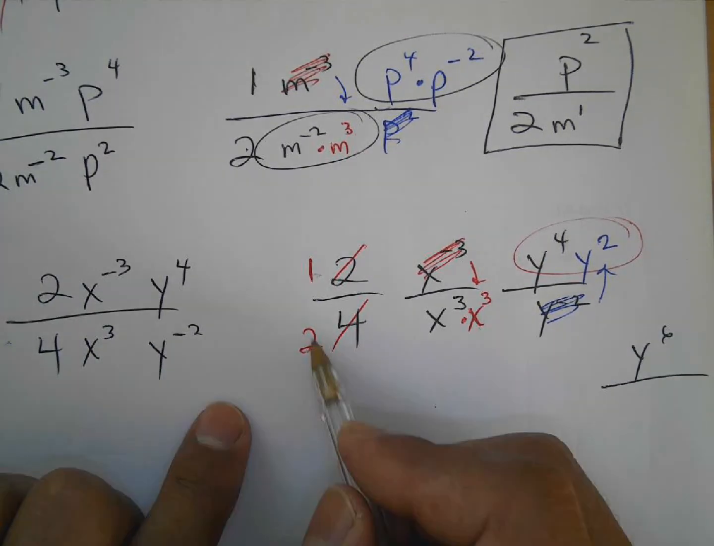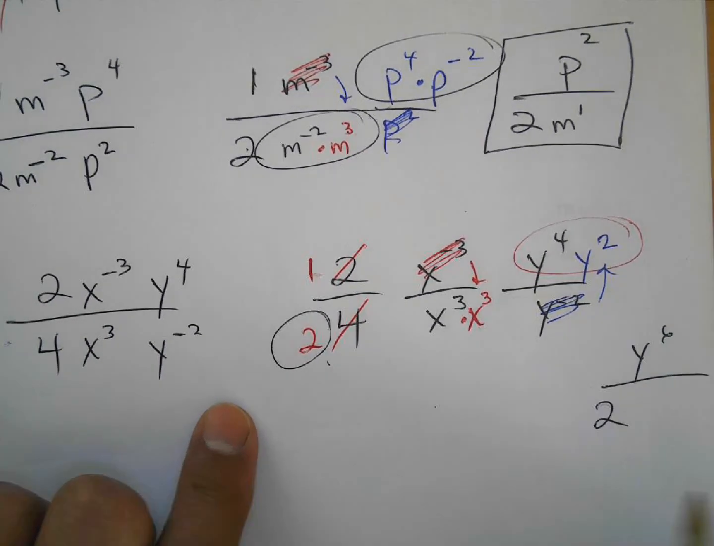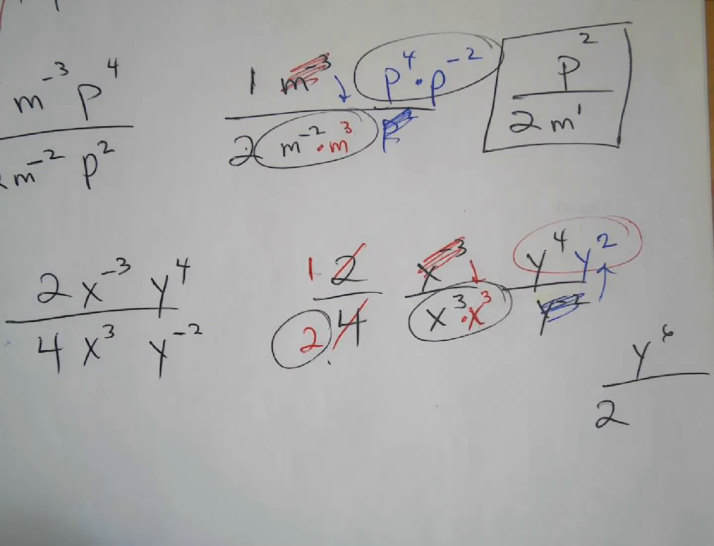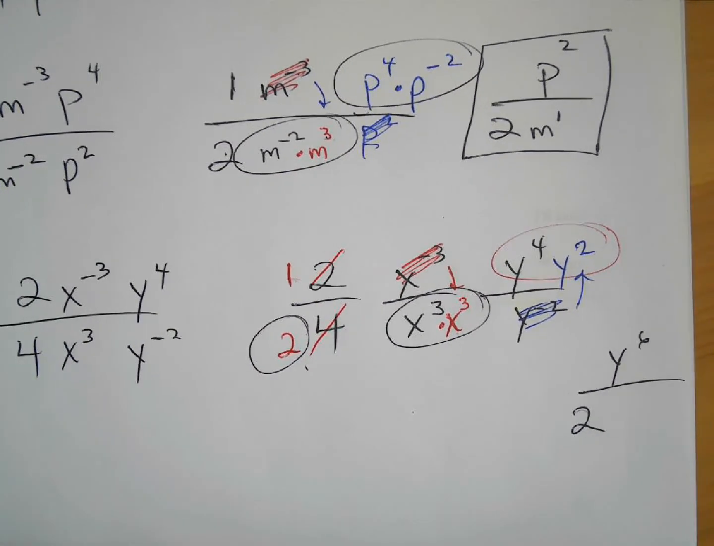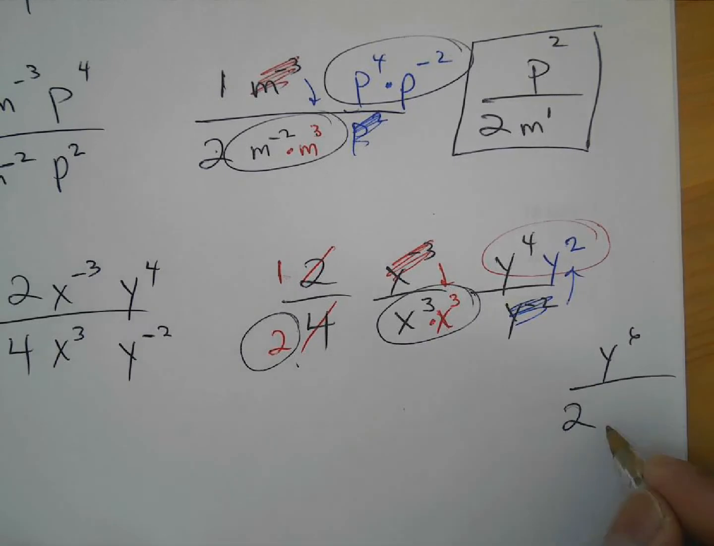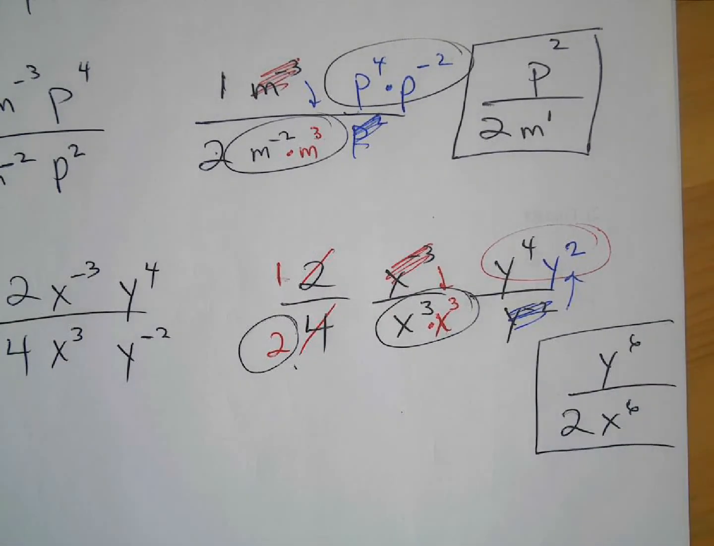What's left in the denominator? I still got a 2. And then these. 3 and another 3. Adding the 3 and the 3, x6. There's number 8.